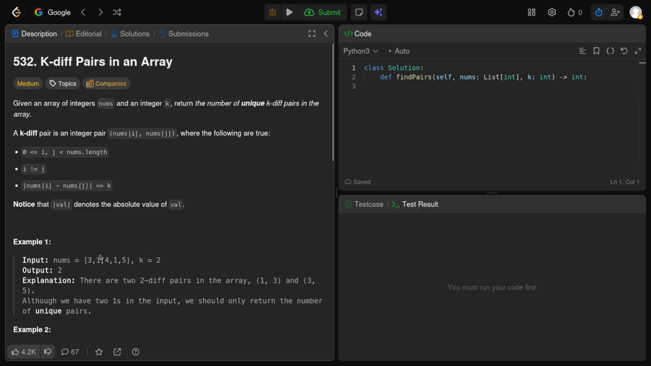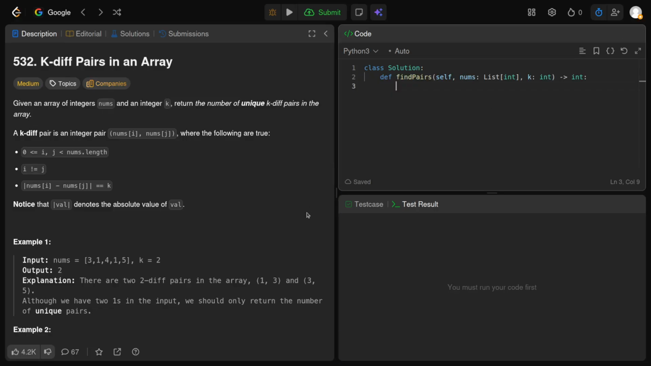Well, what I'm thinking is that for each number we ask, okay, for 4, have we seen 2 or 6, because of the absolute value, right? And if we have seen 2, then in some map of maps, in the map corresponding to 4, we set 2 to true, right? And then we do the same for 6, and that's it.